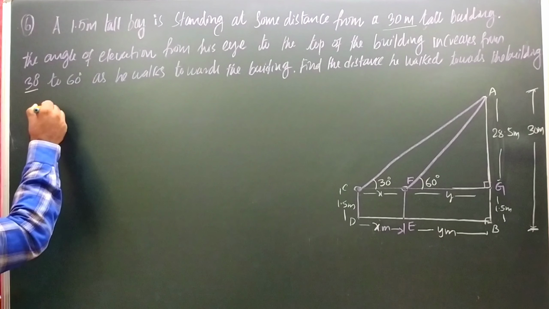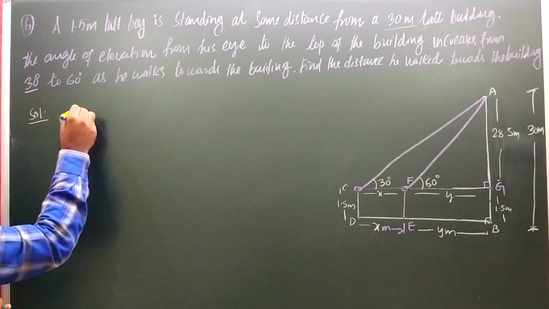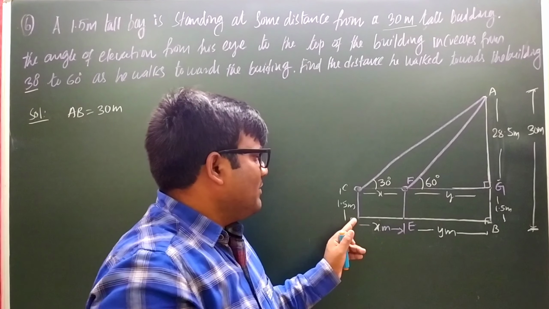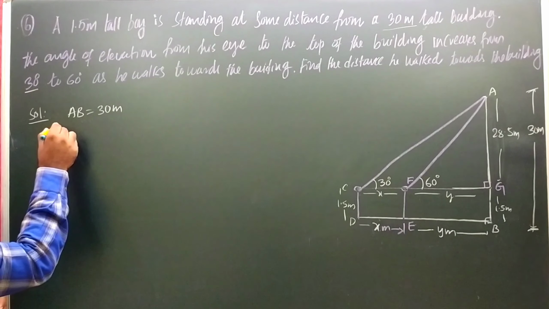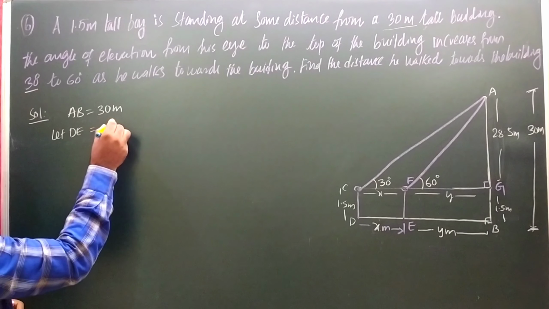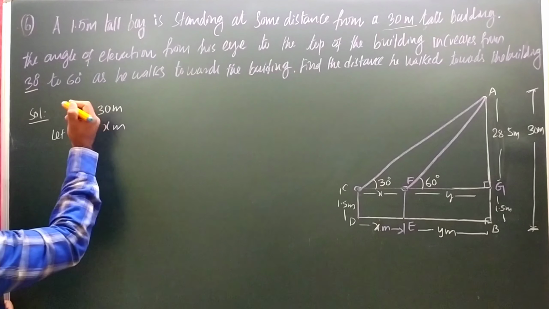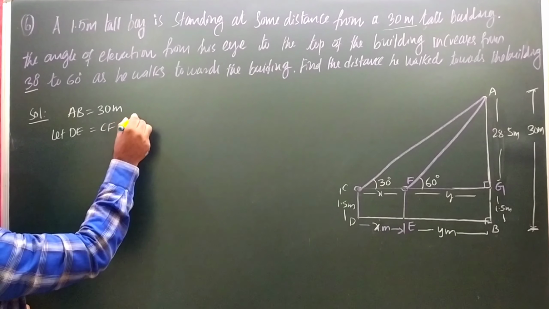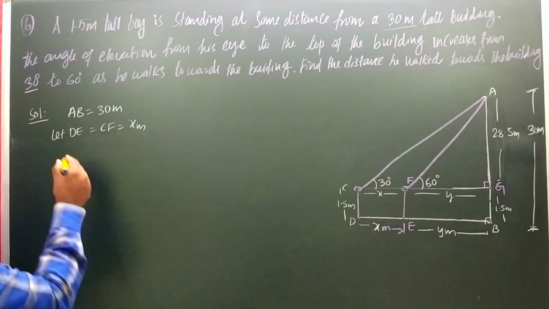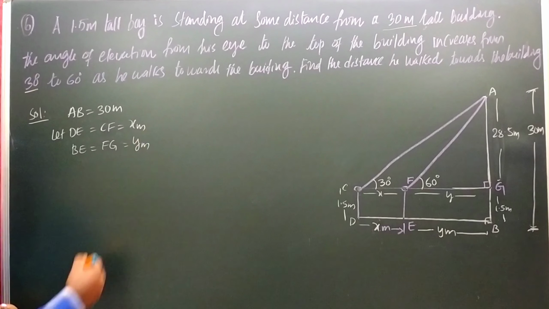So here I am writing the solution. AB is equal to 30 meters. It is given in the question. Next we take DE equal to X. Let DE be X meters. Next, DE and CF are both equal. DE is equal to CF is equal to X meters. Next, BE and FG: BE is equal to FG is equal to Y meters.